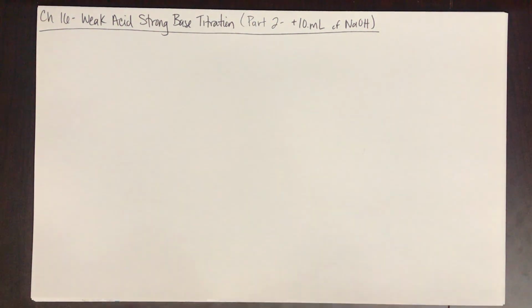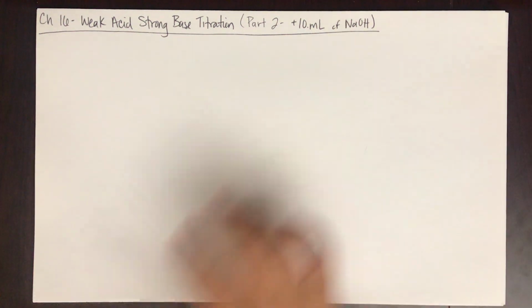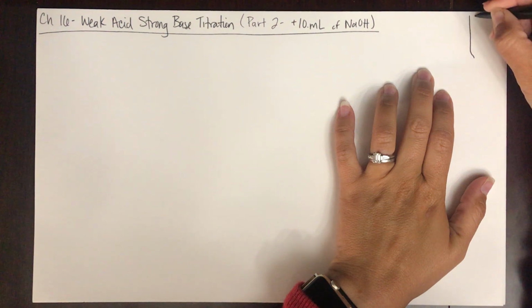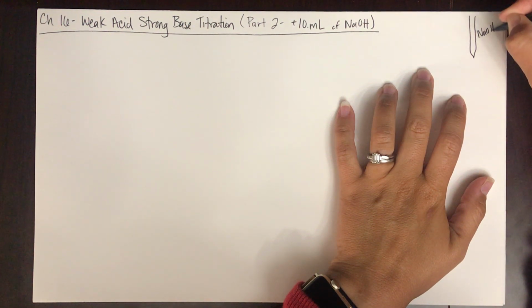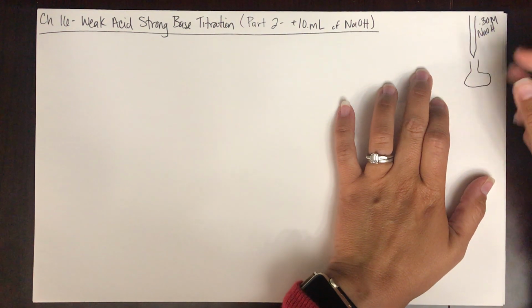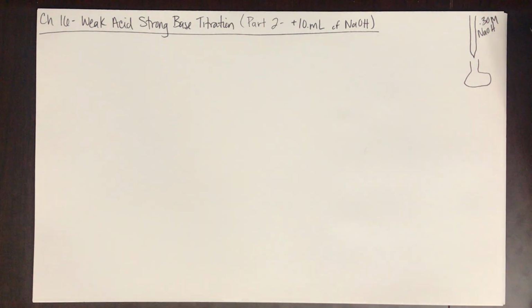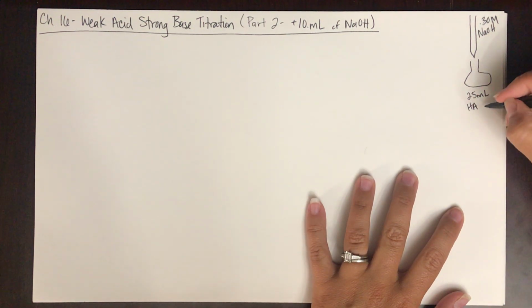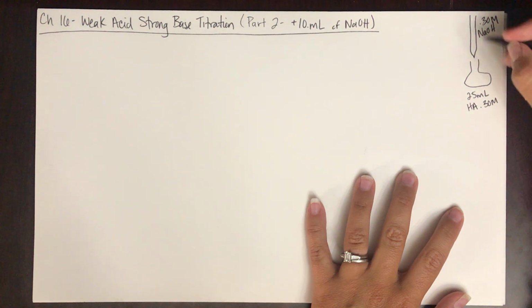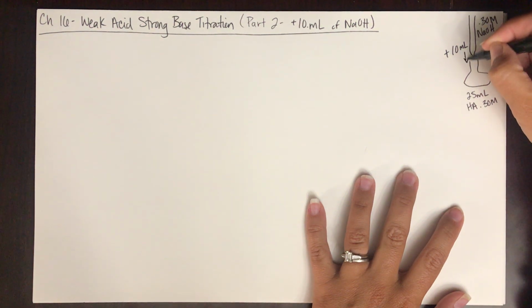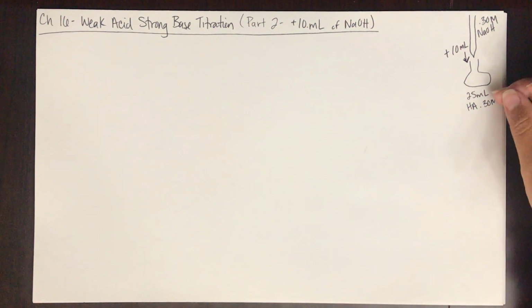Okay, part 2 of our titration. We are now adding 10 milliliters of sodium hydroxide to our reaction. So here's my burette with the sodium hydroxide, that's 0.30 molar. And now in my flask, I have 25 milliliters of weak acid. That is at 0.30 molar, and I'm going to add 10 milliliters of sodium hydroxide to this.